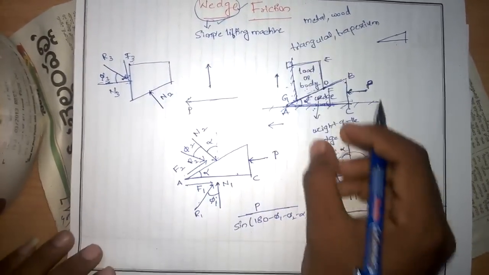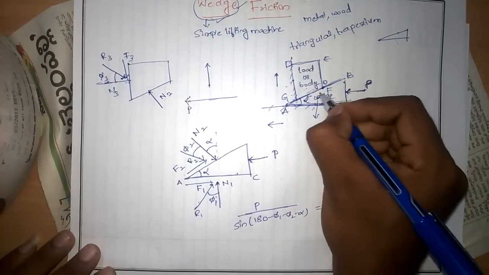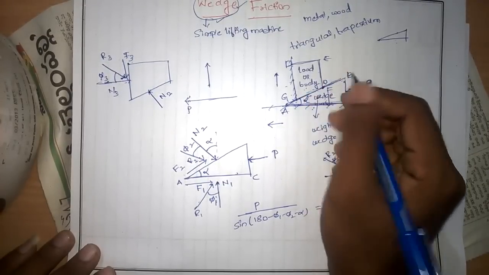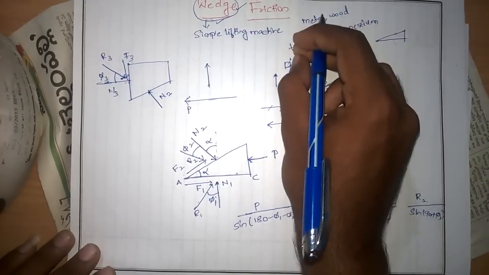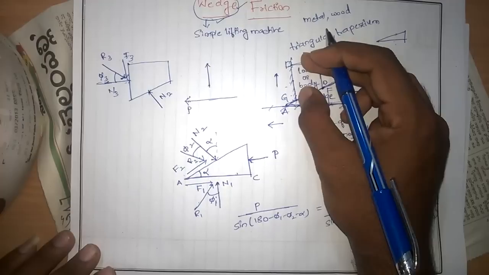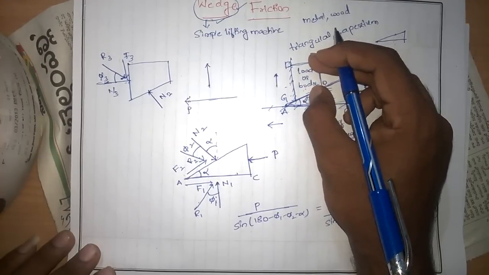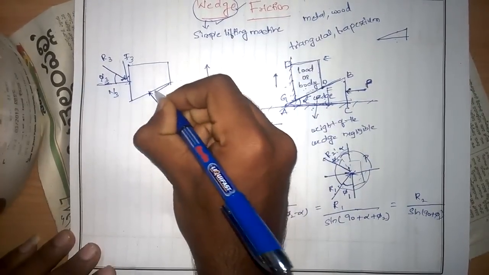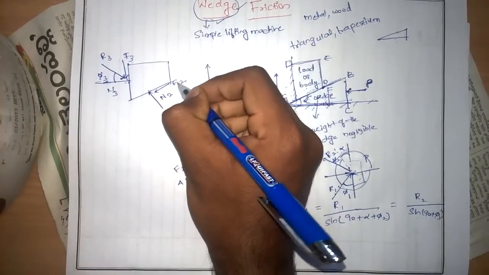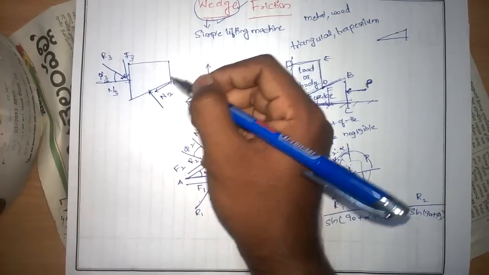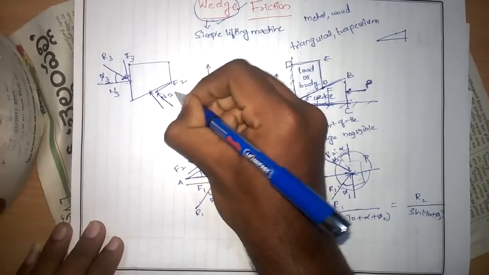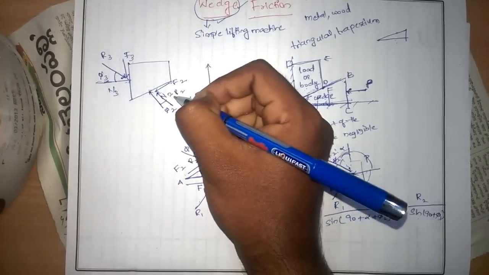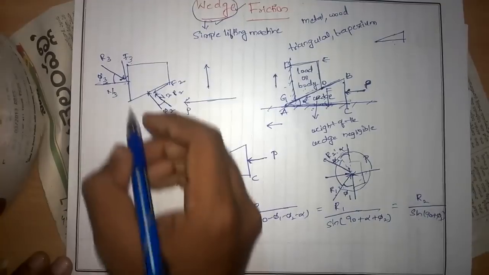Whenever this moves in the upward direction, in which direction is the body moving? In the upward direction. For this forward movement, the body is moving upward. For the upward movement, the friction will be generated on the downward side. Therefore, the friction generated is F2, and there will be a resultant reaction generated. I am considering this as R2. The angle between these two is phi 2. Now, this is the way to solve.